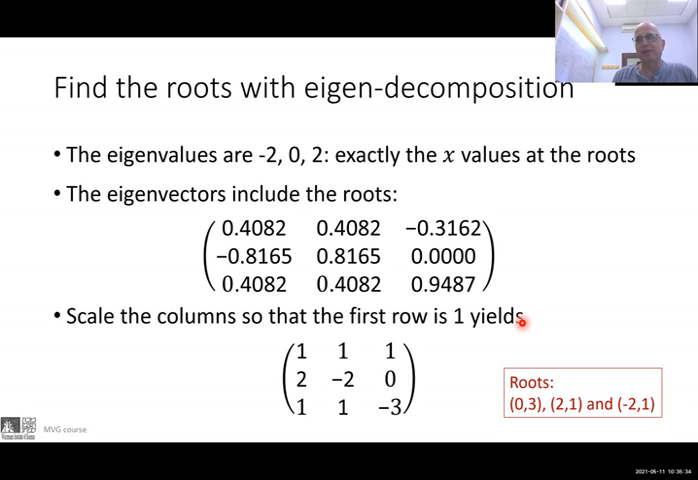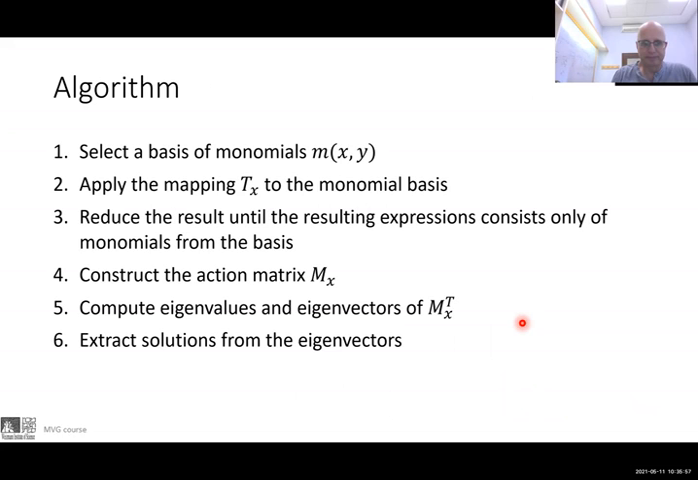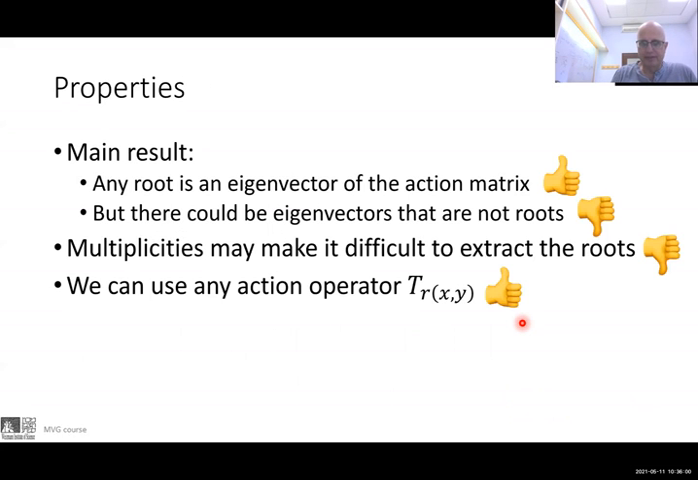Now, remember that when the multiplicity is 2, the eigenvector can be any linear combination of 2 vectors, right? And not necessarily the 2 vectors that we obtain contain the roots. Maybe their linear combinations contain the roots. And then we don't get an explicit solution for the roots. And that can be a problem. So multiplicities make it difficult to extract the roots.